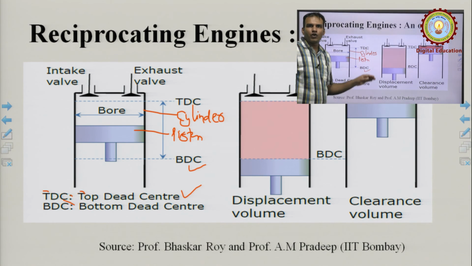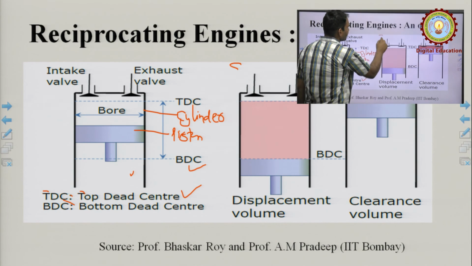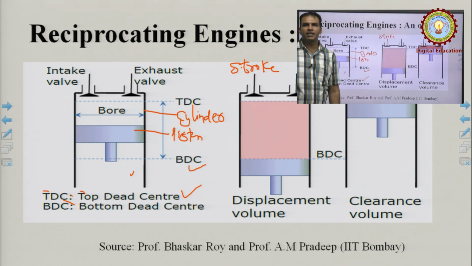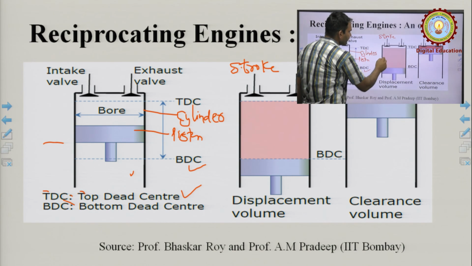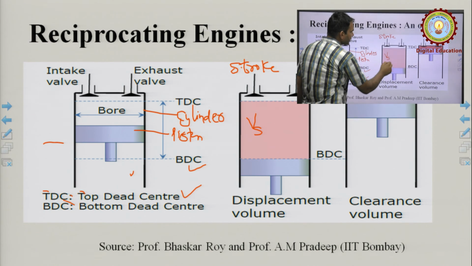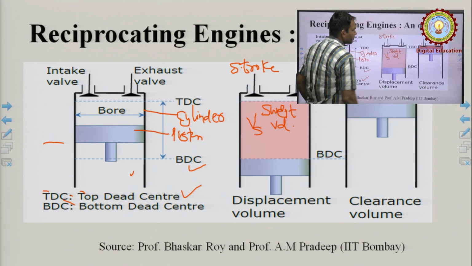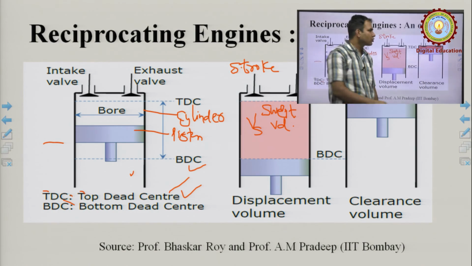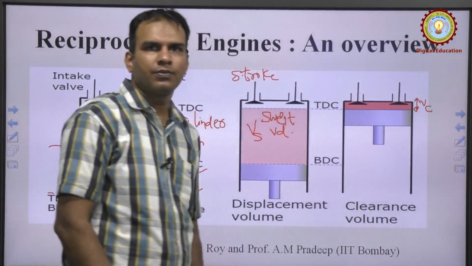When the piston moves from BDC to TDC or from TDC to BDC, it is called a stroke. The volume contained in the cylinder when the piston moves from TDC to BDC or from BDC to TDC is called swept volume, Vs. And when the piston reaches the TDC position, the volume contained inside the cylinder is called clearance volume. This volume is called clearance volume, Vc.